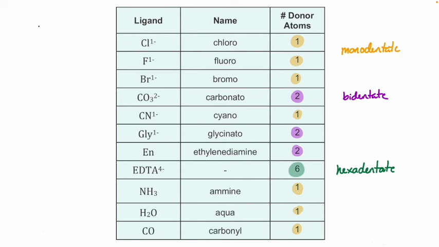So the dentate just tells you how many binding sites it has, how many donor atoms it has, corresponding to how many of those coordinate covalent bonds it can form. Polydentate would cover everything more than one. So yes, that would be true. It's more of a blanket term though.